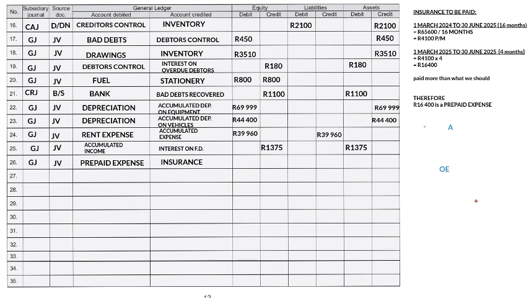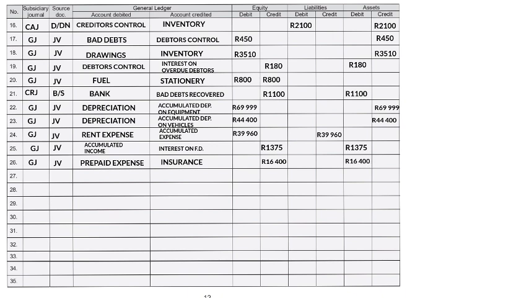Your equity account will be credited with 16,400 Rand, and your asset will be debited with 16,400 Rand. Number 27. Rental income shows a total of 131,195 Rand. The rent for March 2025 has already been received. The rental was increased by 9% on 1 July 2024.